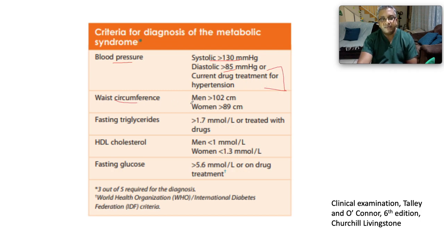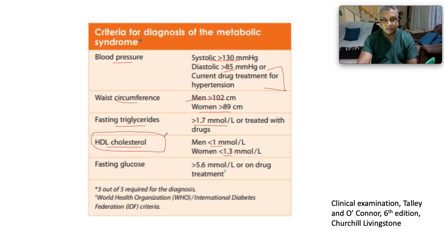Waist circumference in men above 102 centimeters, in women above 89 centimeters. But if you are of Asian descent, then it becomes even more strict, with a waist circumference of above 80 centimeters if you're female, or 92 centimeters if you are male. The third criteria is fasting triglycerides above 1.7 millimole per liter, or you are already being treated with statins. The fourth one is trigs. If your trigs are high, you look for treatment with fibrates, right? HDL cholesterol in men, if it's less than 1, and in women less than 1.3. Because remember, HDL cholesterol is the good cholesterol.